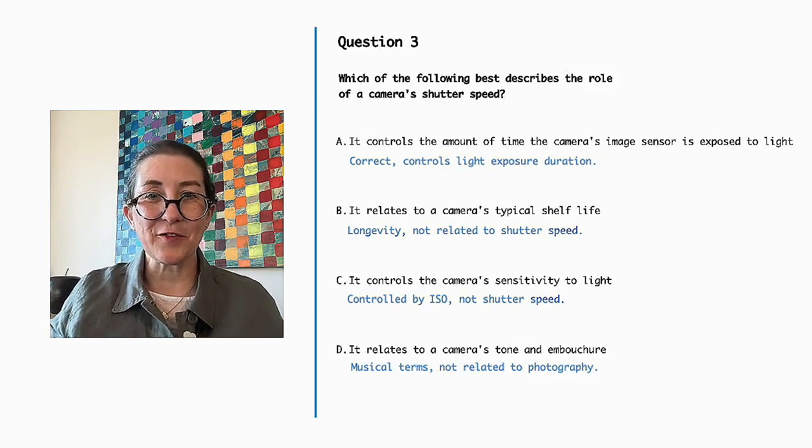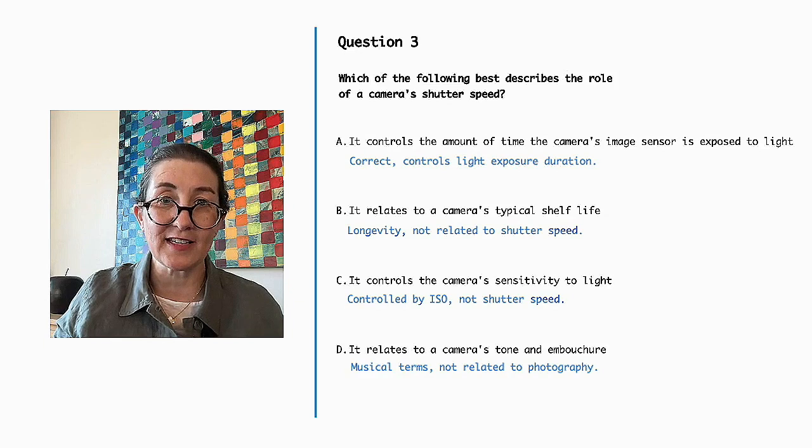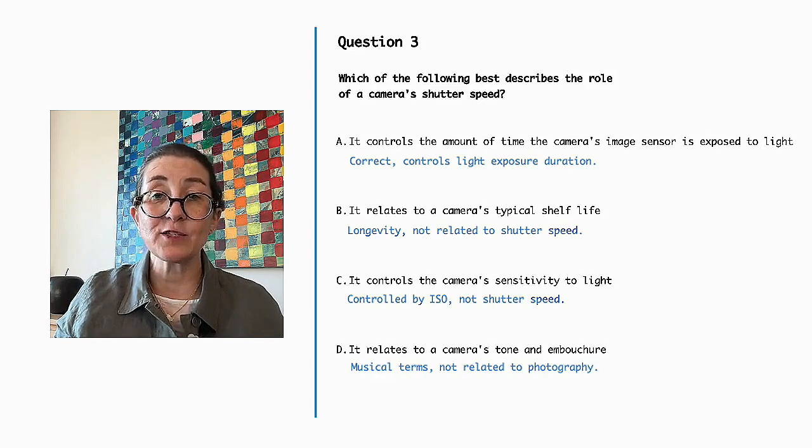The correct answer, therefore, is it controls the amount of time the camera's image sensor is exposed to light. Shutter speed determines how long the camera's sensor or film is exposed to light, affecting the brightness and motion blur in the photograph.